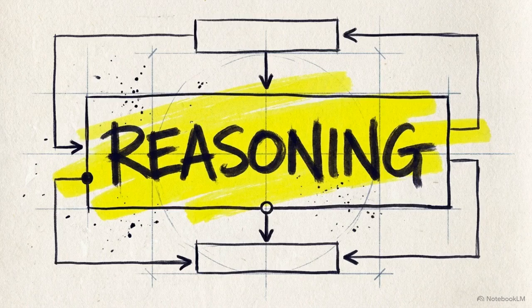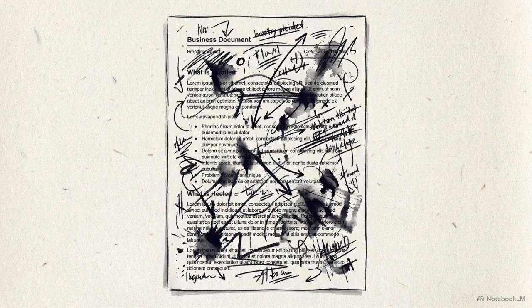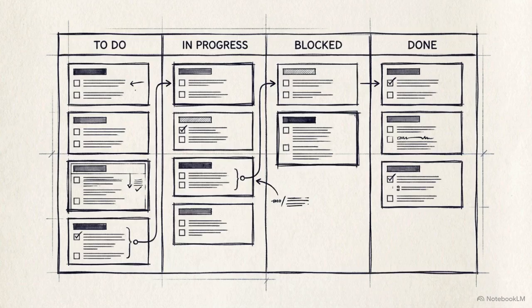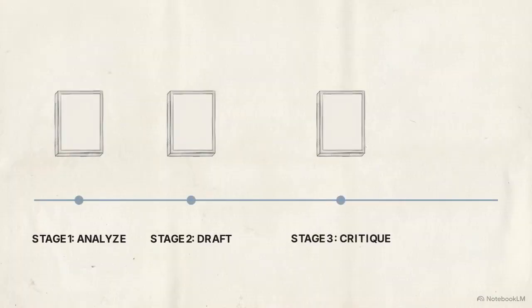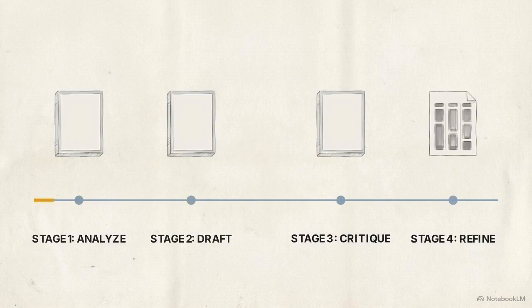Forcing this visible reasoning phase on the screen reduces the chances of the model giving you a confident but entirely incorrect conclusion. Now we can move into staged execution. A high-quality document is never written in a single-shot attempt. Professional engineering splits the work into 4 distinct consecutive stages: analyze, draft, critique, and refine.